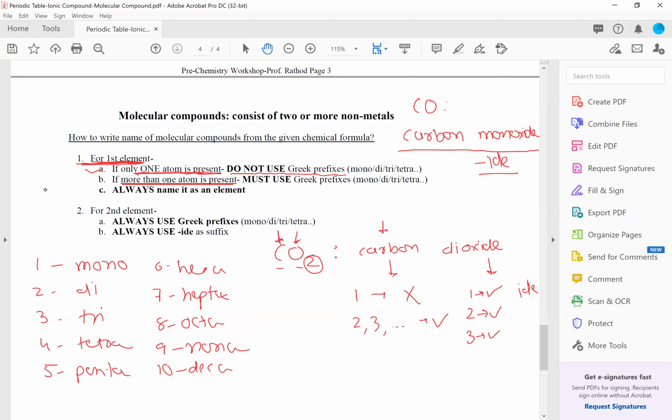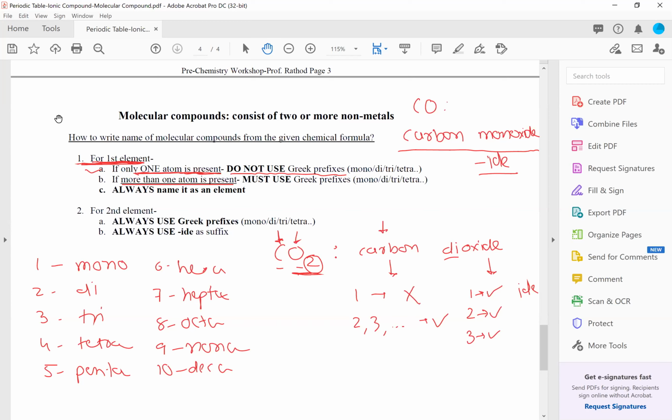If you have two of them, as we just saw, we're going to use dioxide. If you have three of them, trioxide. If you have four, then tetraoxide. Do you get it, everyone? Yes, sir.